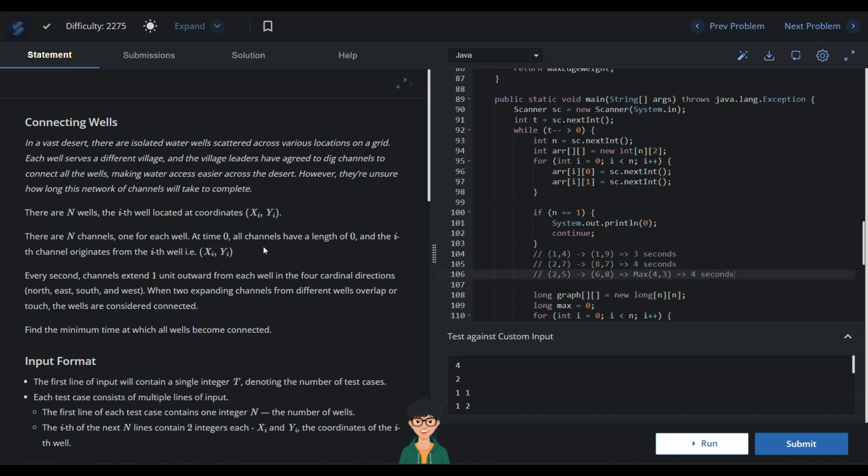So for that they have done something, and at every second, the well which is at a coordinate, let's suppose the well is at 1 comma 2.